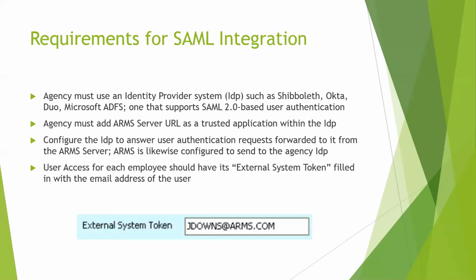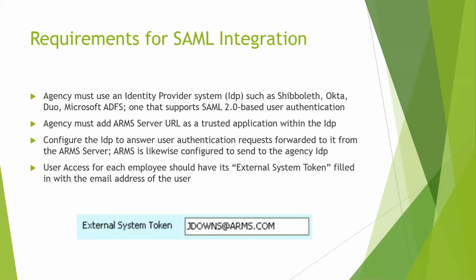The agency must add the ARMS server address, URL, as a trusted application inside of the configurations of the IDP. Again, this will be meaningful to your IT admin. Basically, this is like saying trust the IP address or trust the URL of the ARMS server. Configuring the IDP to answer user authentication requests forwarded to it from the ARMS server is what we just talked about. Likewise, there are some configurations our team can assist with inside of the ARMS system to tell it which IDP it should send those authentication requests toward.